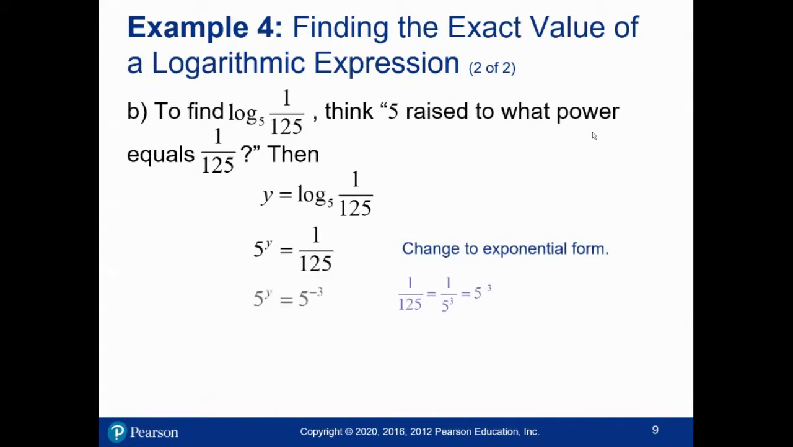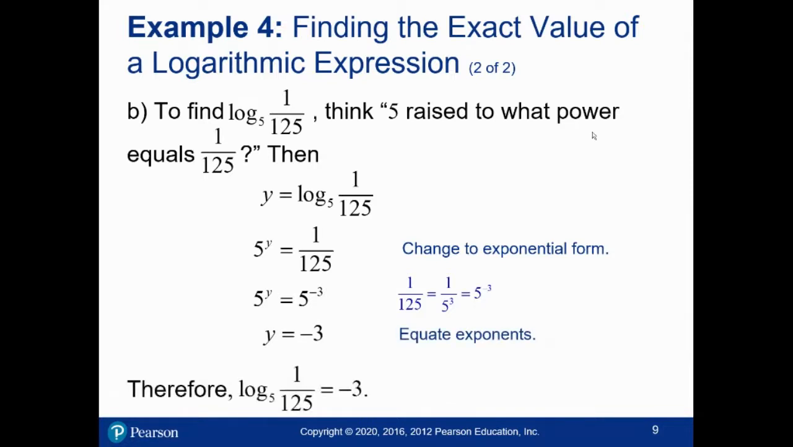Find a common base. How about 5? Because 1 over 125 is 5 to the -3rd power. But now I have the same base, therefore I can say the exponents are equal, and that's my solution. Log base 5 of 1 over 125 is -3. And yes, of course, if you know how to plug these into your calculator, it will tell you the same thing, but now we know why it's true.